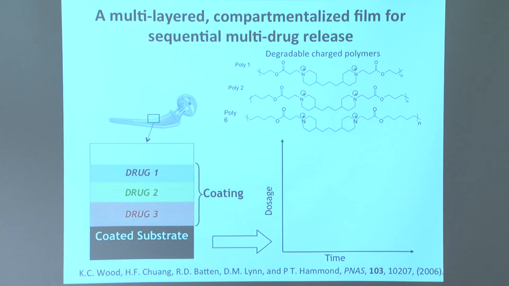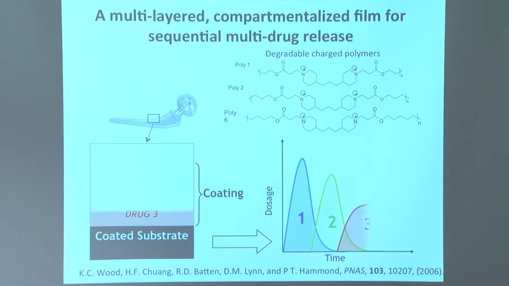We can get not only unique release profiles for unique drugs, but if we introduce barriers in between these thin film composites, we can actually generate staggered release profiles as well. This ends up being very interesting, and we've been applying this to a range of different applications. One of them is illustrated in this picture here.